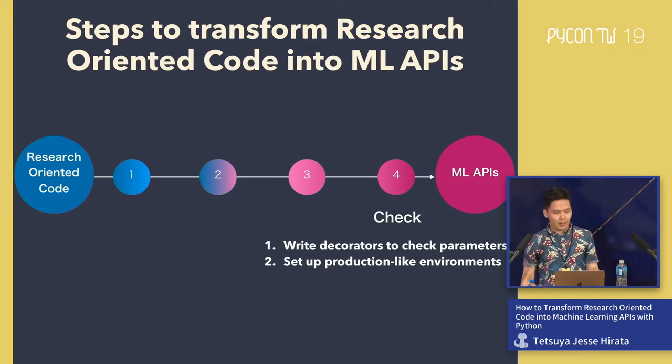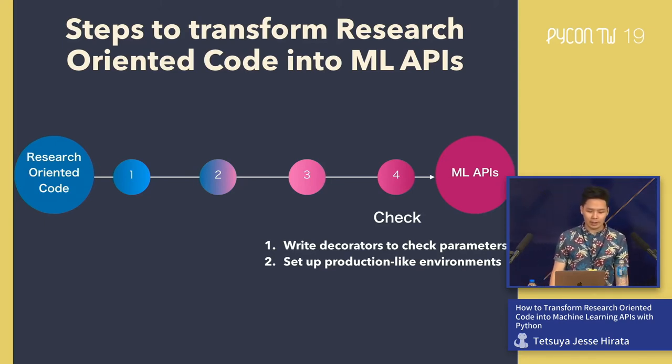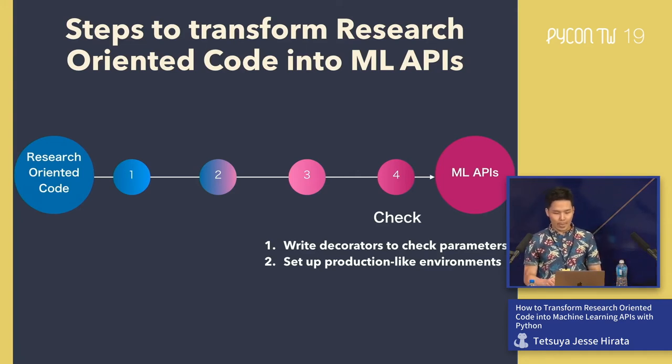So the last step is to write the code to check if the code can work correctly. There are two things to do: write decorators to check parameters, and set up a production-like environment.